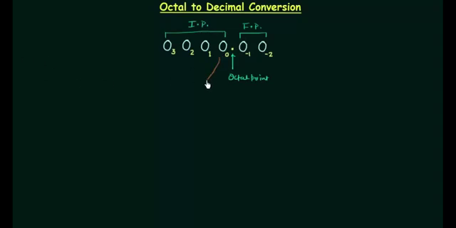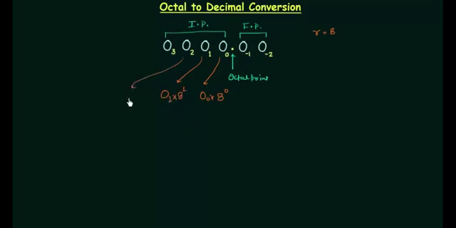I will multiply O0 by 8 raised to power 0. We are multiplying it by 8 raised to power 0 because the base in case of octal number system is equal to 8, and the position of this coefficient is 0. Now I will multiply O1 by 8 raised to power 1.